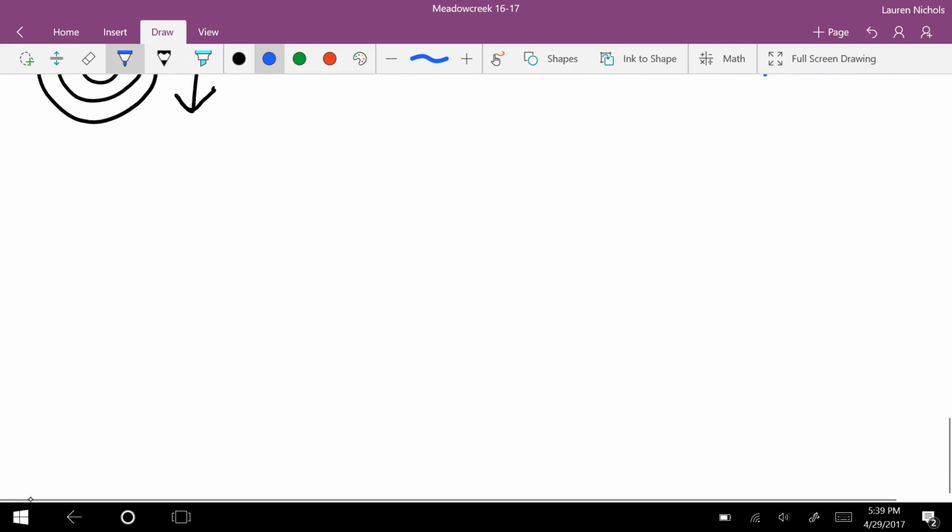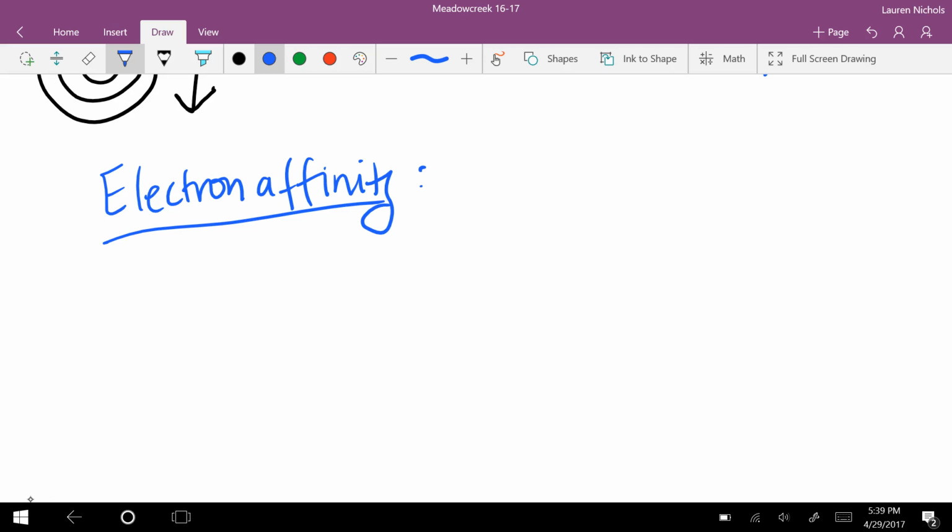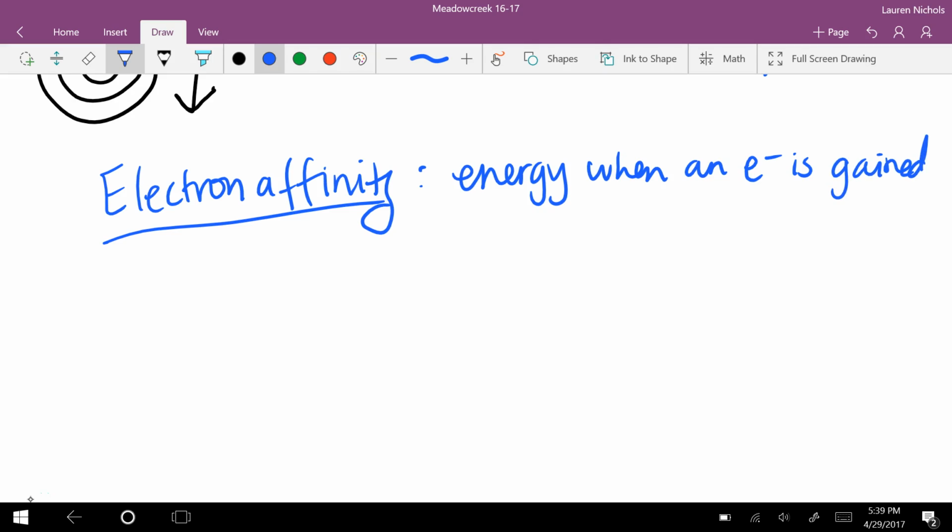So we have atomic radius, we have electron affinity. So electron affinity is the energy when an electron is gained. Basically, how good is the atom at gaining and attracting electrons to itself? Now, as I go across the periodic table, my electron affinity increases. This is because the closer and closer you get to fluorine, the more and more electrons you already have, and so therefore the more you want.